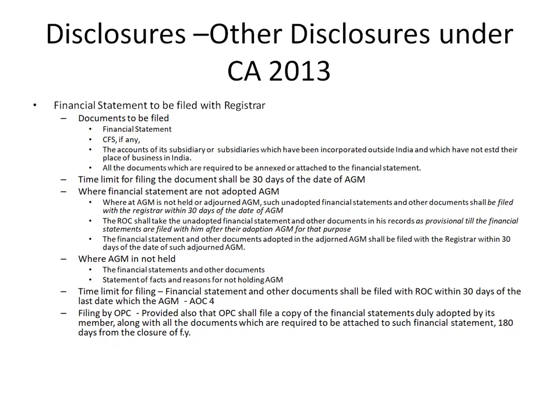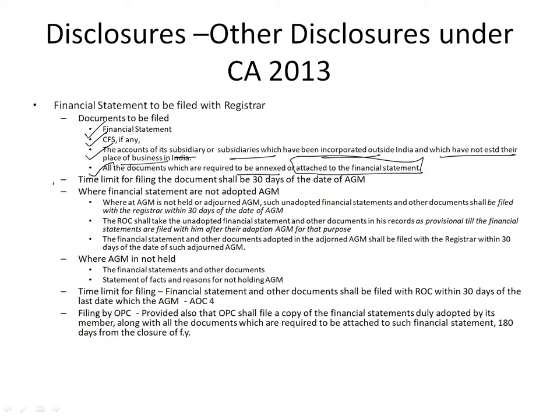Along with this, what you need to do is file the statements with the registrar for all that we have done. The financial statement documents to be filed are the financial statement of the company, the consolidated financial statement, the accounts of its subsidiary or subsidiaries which have been incorporated outside India and which have not established their place of business in India, and also the required documents which are to be annexed or attached to the financial statement.